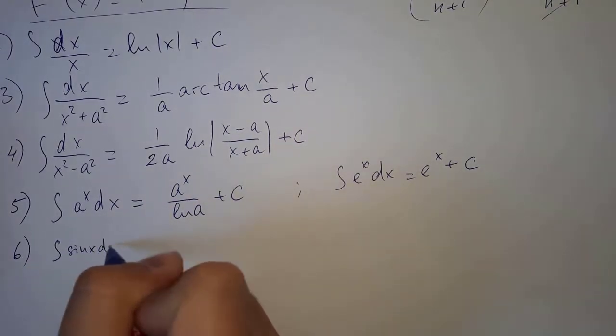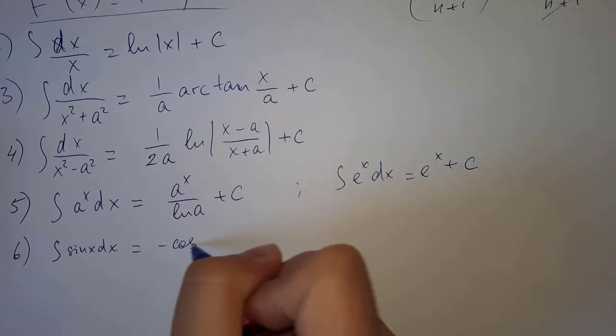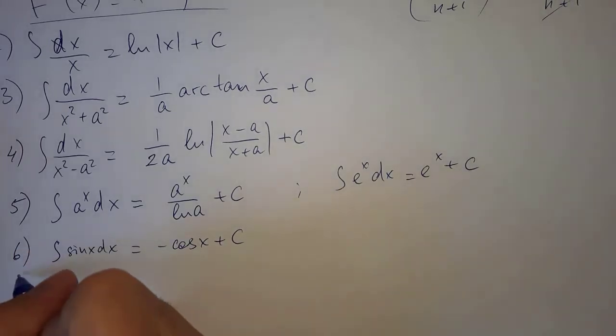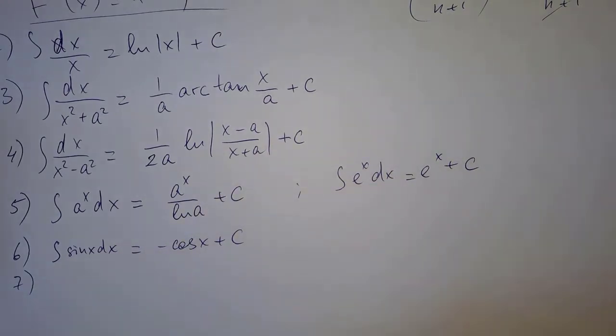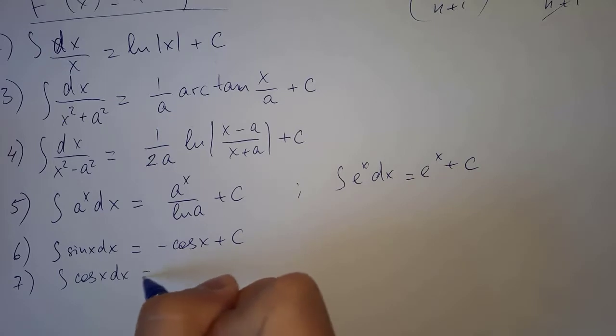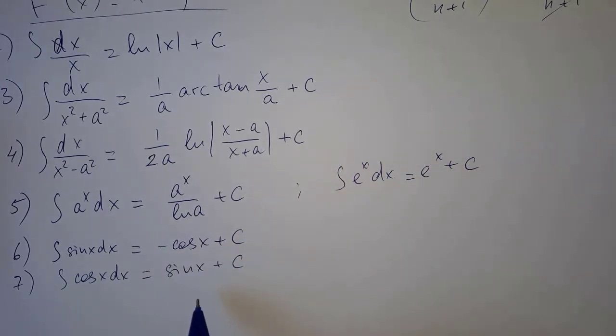Integral of sine x dx. It will be minus cosine x plus c, because the derivative of cosine x is minus sine x, and here we have minus, so it will be just sine x. So it's very easy to check. Now the next one, cosine x. It will be sine x, because the derivative of sine x is just cosine x.